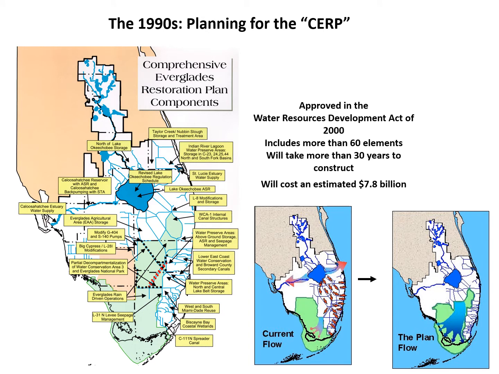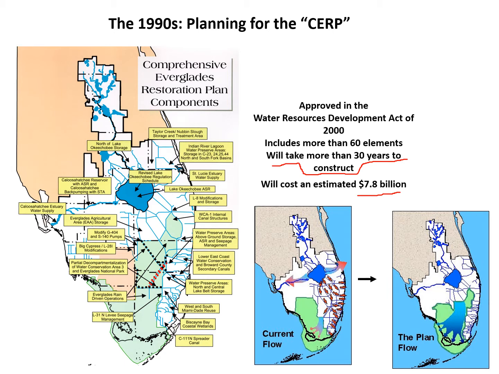Okay, so in the 90s, that decade they planned for the Comprehensive Everglades Restoration Plan, and this was really fantastic work. Hydrologists, environmentalists, and geologists all got together and built this plan to restore the Everglades to what it used to be. It was approved in 2000. It includes 60 or more elements, and it'll take over 30 years to construct. So that goes well into 2020. The estimated cost is $7.8 billion.